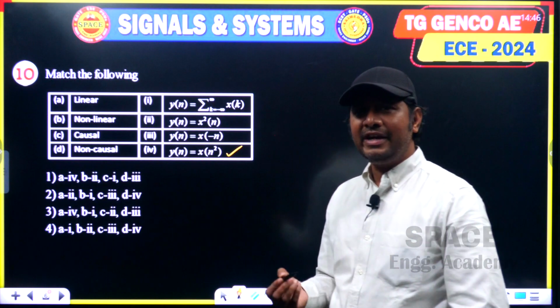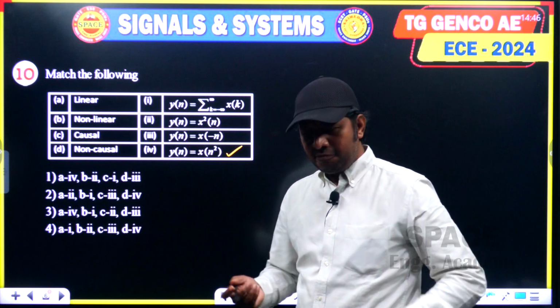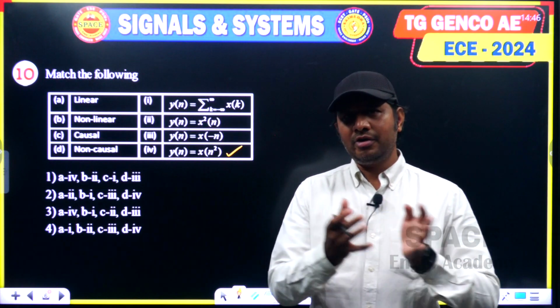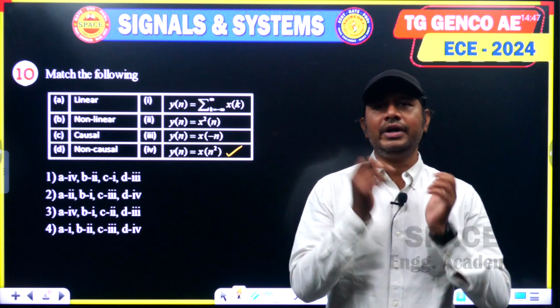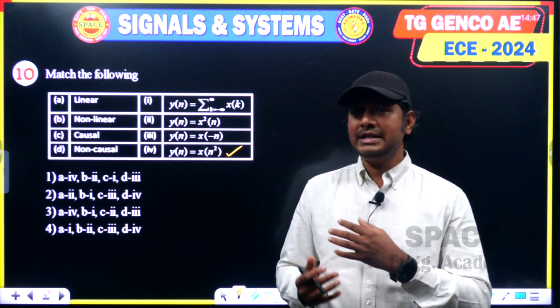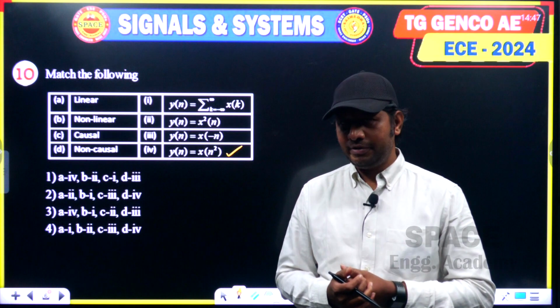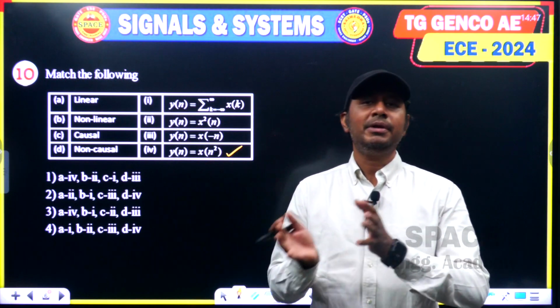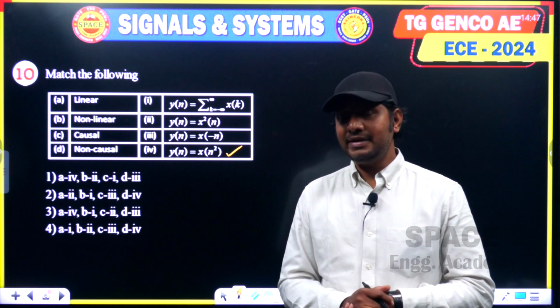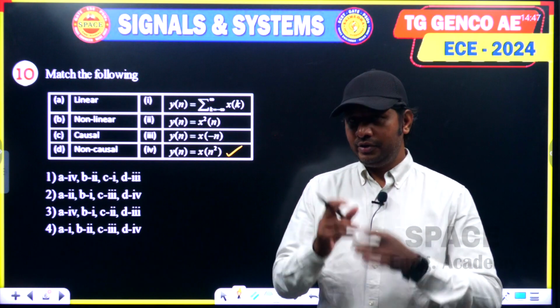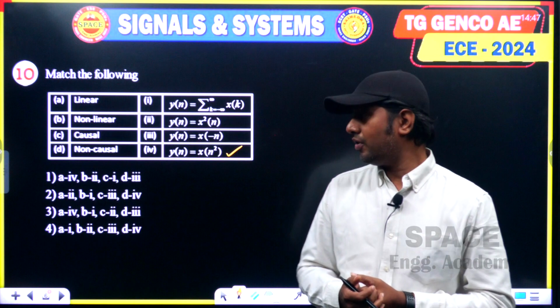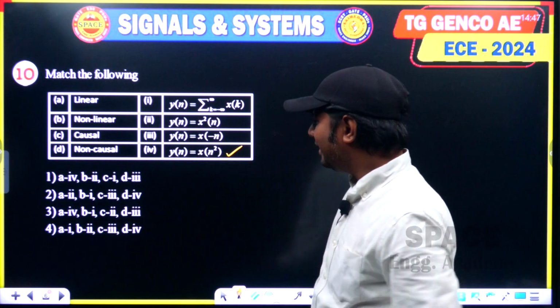How to check the linearity of a system? First of all, apply x1 of n so that you get y1 of n. Second, apply x2 of n so that you get y2 of n. In the third step, apply the linear combination of inputs a x1 of n plus b x2 of n. As a result, if you get a y1 of n plus b y2 of n, your system is linear, otherwise non-linear.